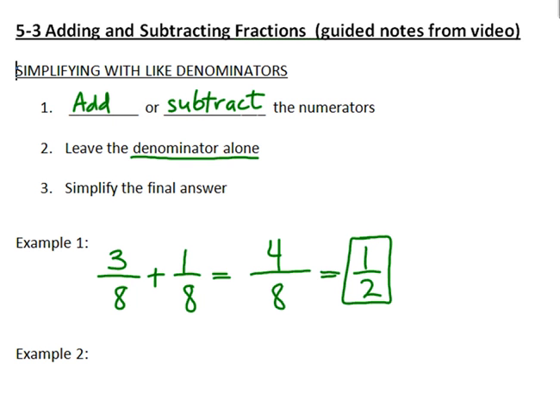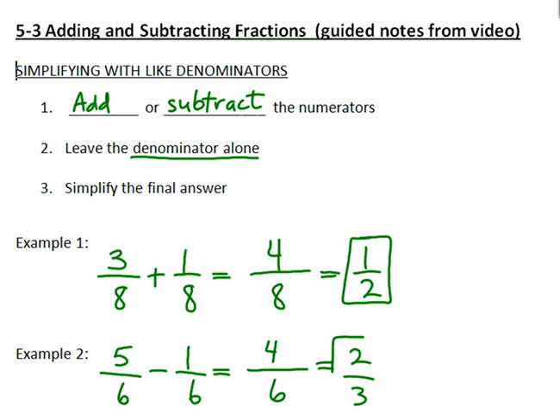Example 2, let's make a subtraction problem. How about 5/6 minus 1/6? Again, if your denominator is the same, keep it. 5 minus 1 is 4. And then you should look at that. Since they're both even, you know you can divide by 2. Final answer is 2/3. So really, if you see a problem where you're adding or subtracting fractions and the denominators are already the same, you're in good business. All you have to do is just add or subtract the numerator and simplify.